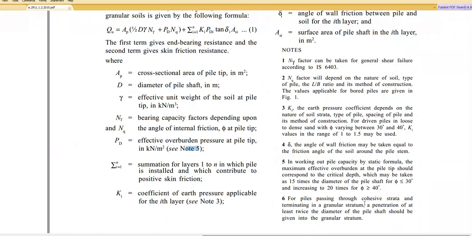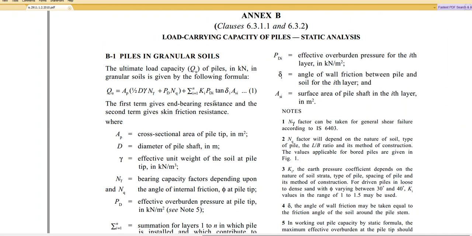Let's read it again. In working out the pile capacity by static formula, the maximum effective overburden at the pile tip should correspond to the critical depth, which may be taken as 15 times the diameter of the pile shaft for phi less than equal to 30 degrees, and increasing to 20 times diameter for phi greater than equal to 40 degrees. So this is point number 5. This is valid for this PD as well as this PDI. Okay. Now we'll see these parameters.